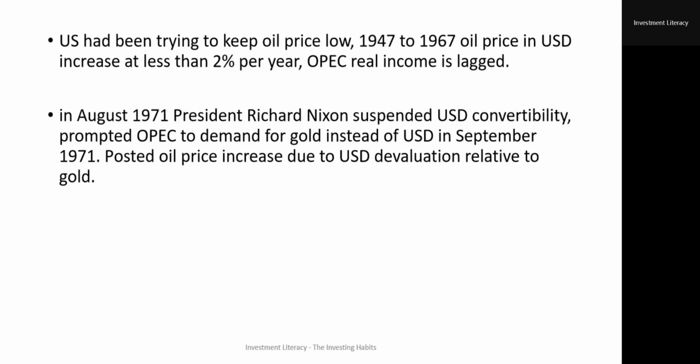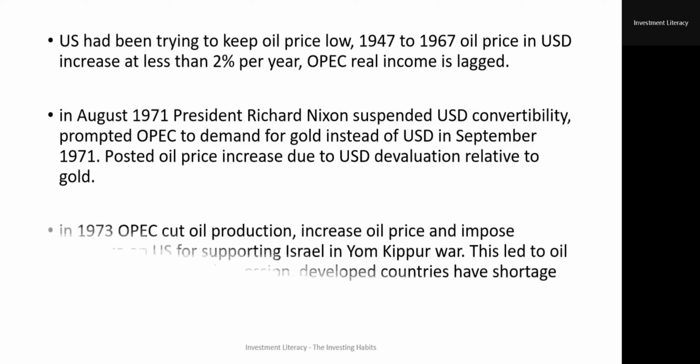And in 1971, President Richard Nixon suspended US dollar convertibility to gold, and because of that, OPEC demanded gold instead of US dollars, and subsequently adjusted the oil price upwards due to US dollar devaluation relative to gold.